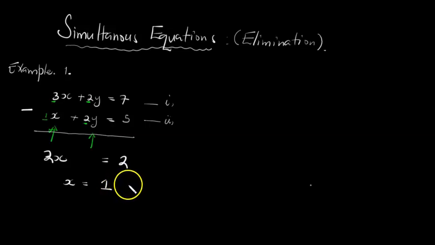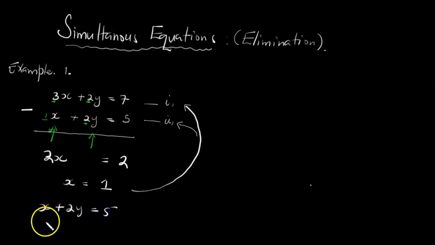After getting the value of x equals 1, we shall substitute it into any of these equations, whichever one you choose to use. So I'll use equation 2. Equation 2 says that x plus 2y equals 5. By this time around, our x is 1, so 1 plus 2y equals 5.